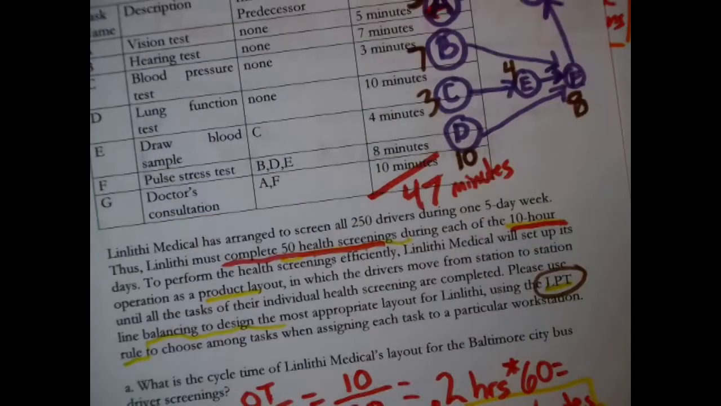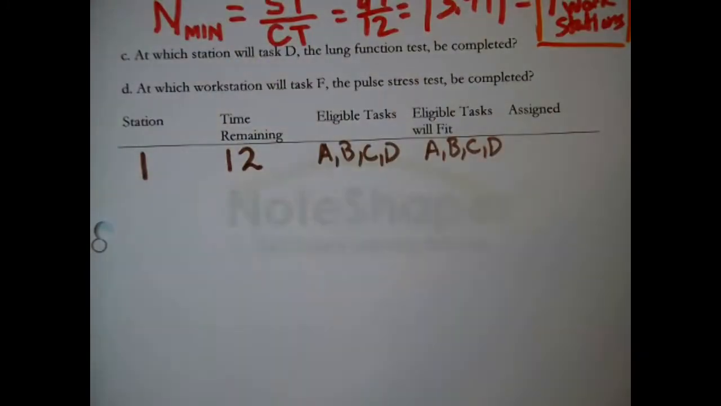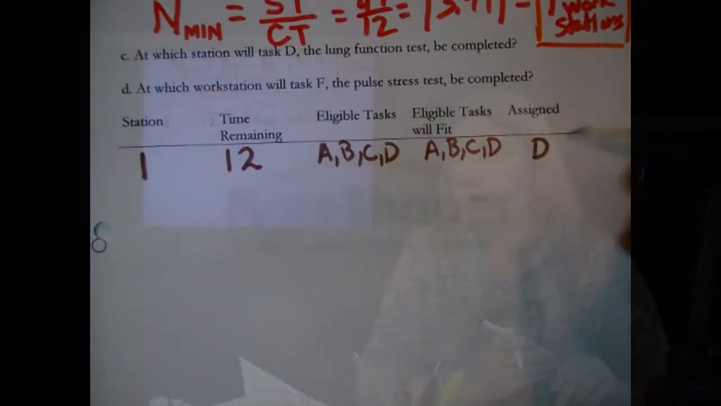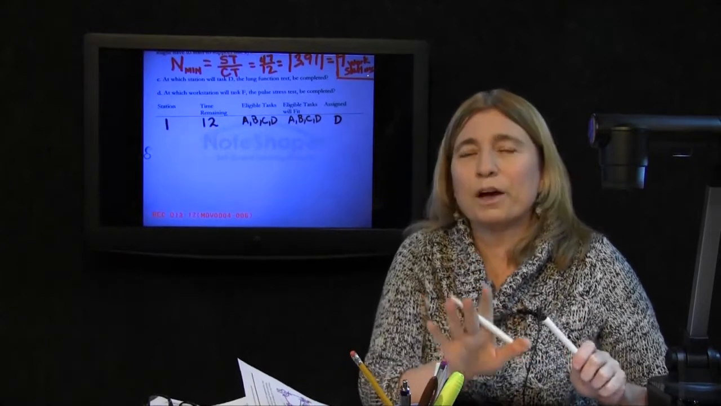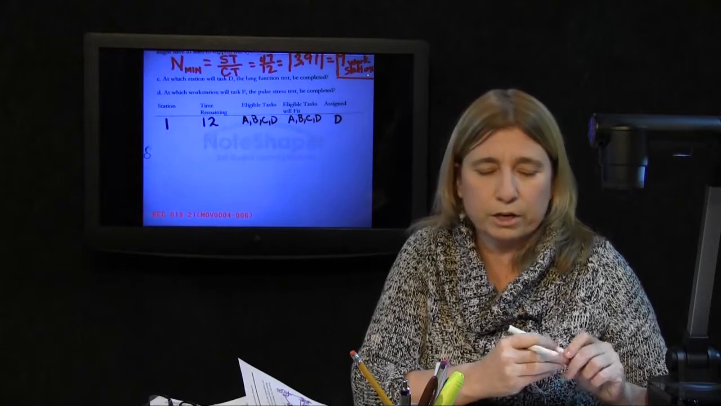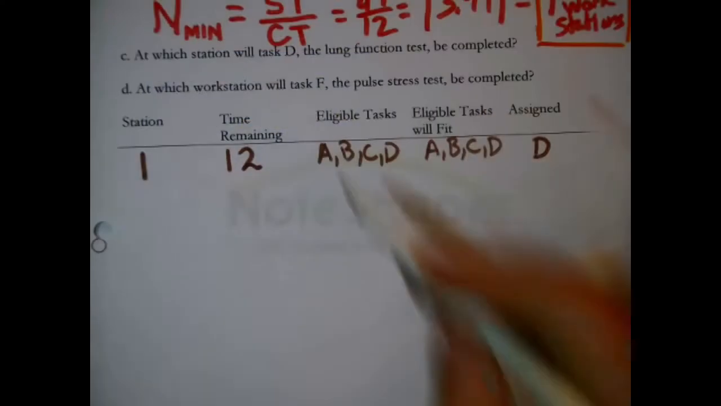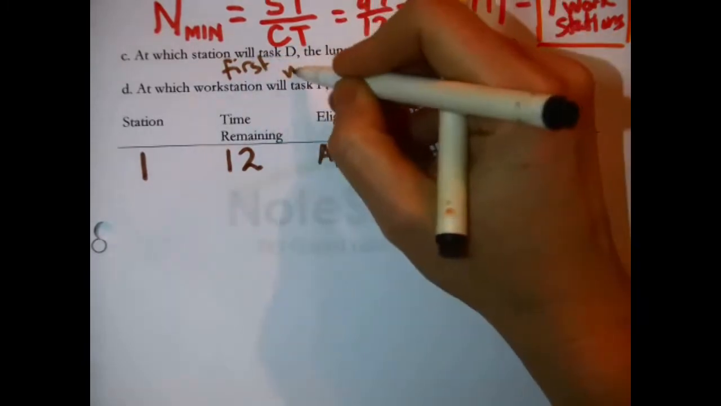All right, well, A is 5 minutes, B is 7 minutes, C is 3 minutes, and D is the winner. D is 10 minutes. We're assigning D. D gets the assignment. So already we know that D, the lung function test, will be done at the first workstation, and we've just barely started this line balancing problem. We have not finished it by any stretch of the imagination, but I could answer this question right here, because it asked about D: first workstation.